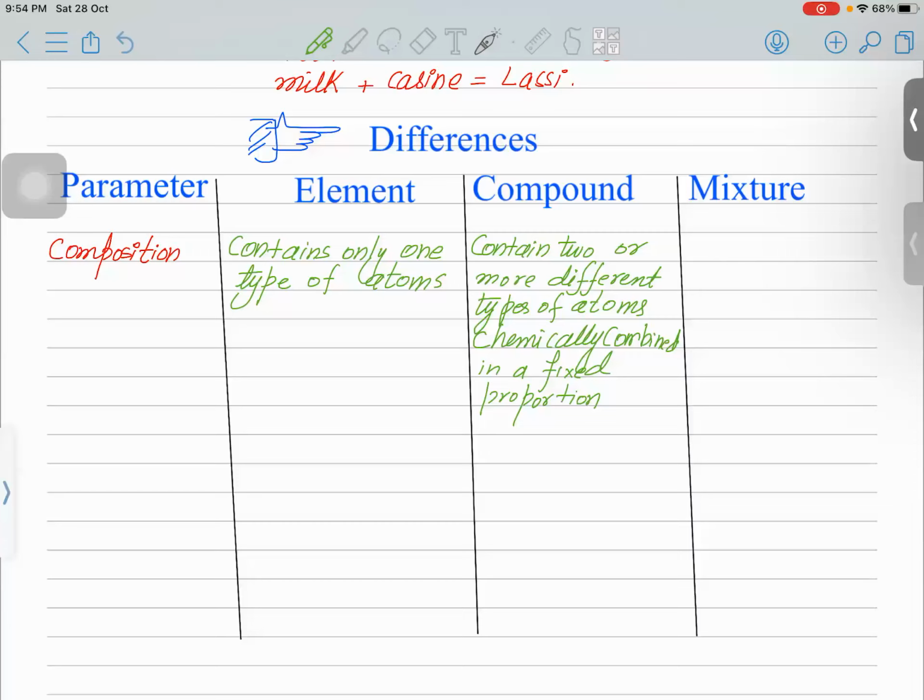And what is mixture? Contains two or more substances mixed together. So it contains two or more pure substances mixed together.